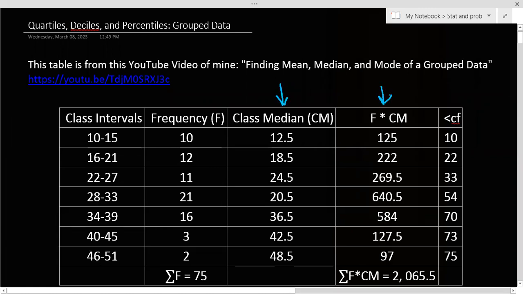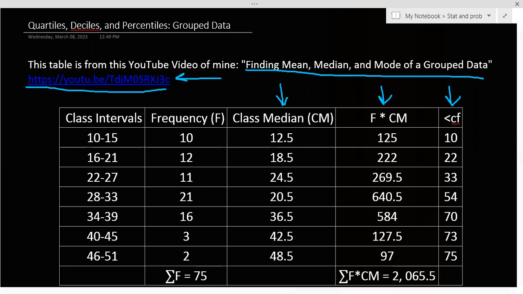So, if you're asking me, paano ko nakuha si class median, si frequency times the class median at saka si cumulative frequency, I suggest you go back to this YouTube video. Meron ng link dito or punta kayo sa description ng YouTube video na to, panoorin nyo to. Ang title nun kasi Finding Mean, Median, and Mode of a Group Data. Dun ko nakuha yung class median, frequency times sa class median, at saka si cumulative frequency.